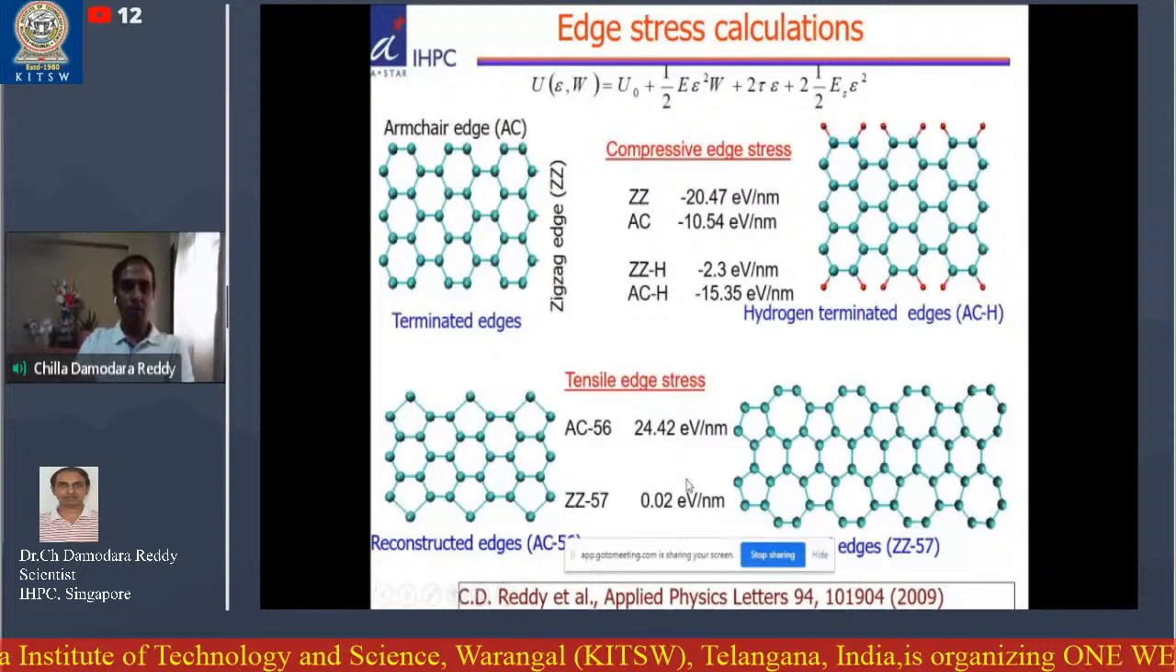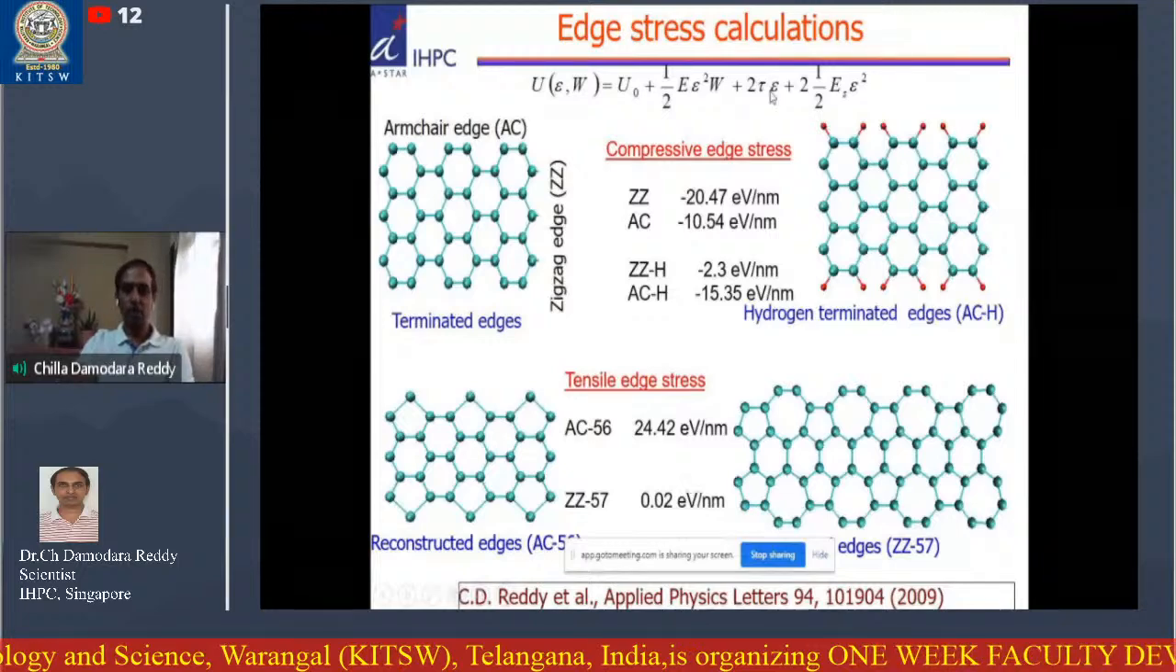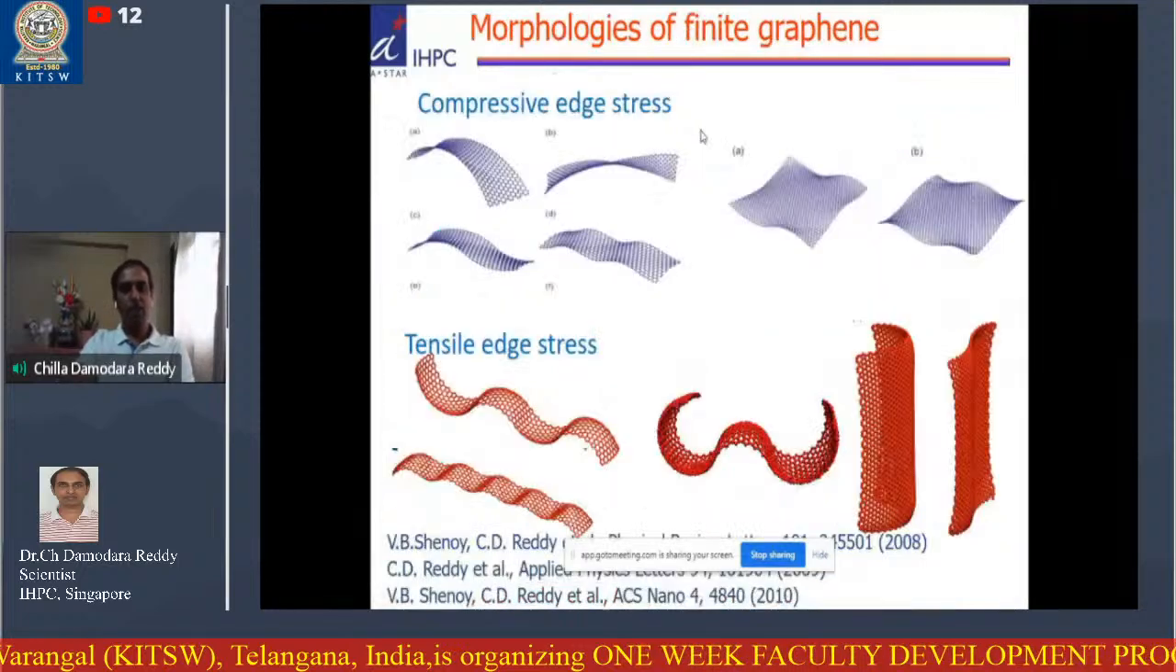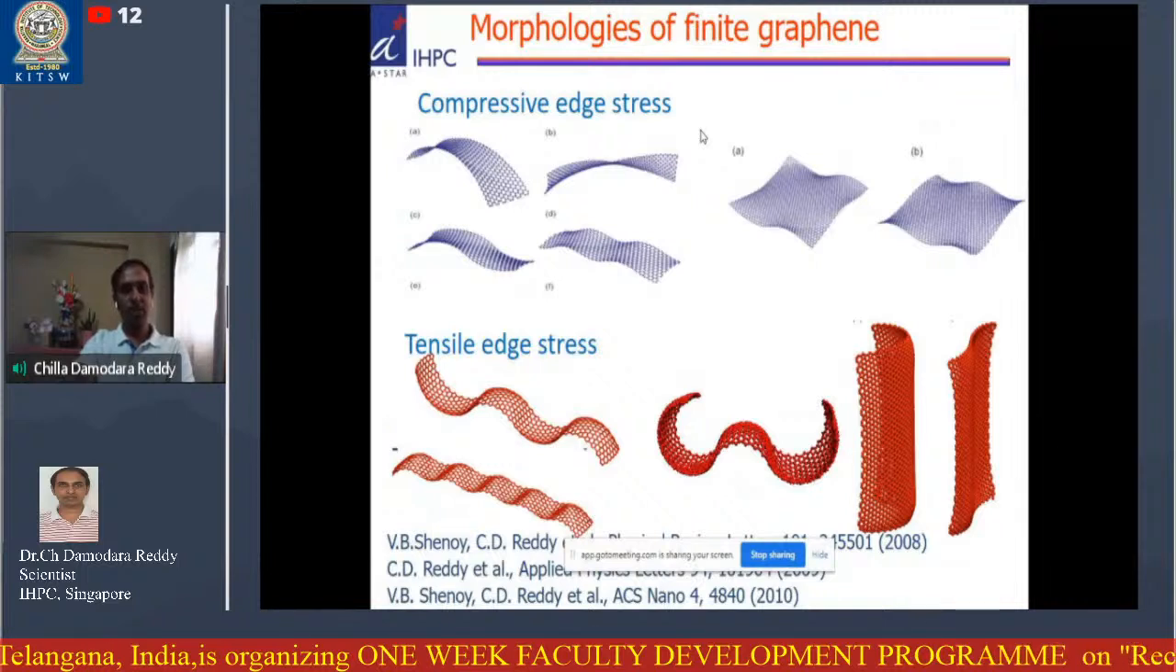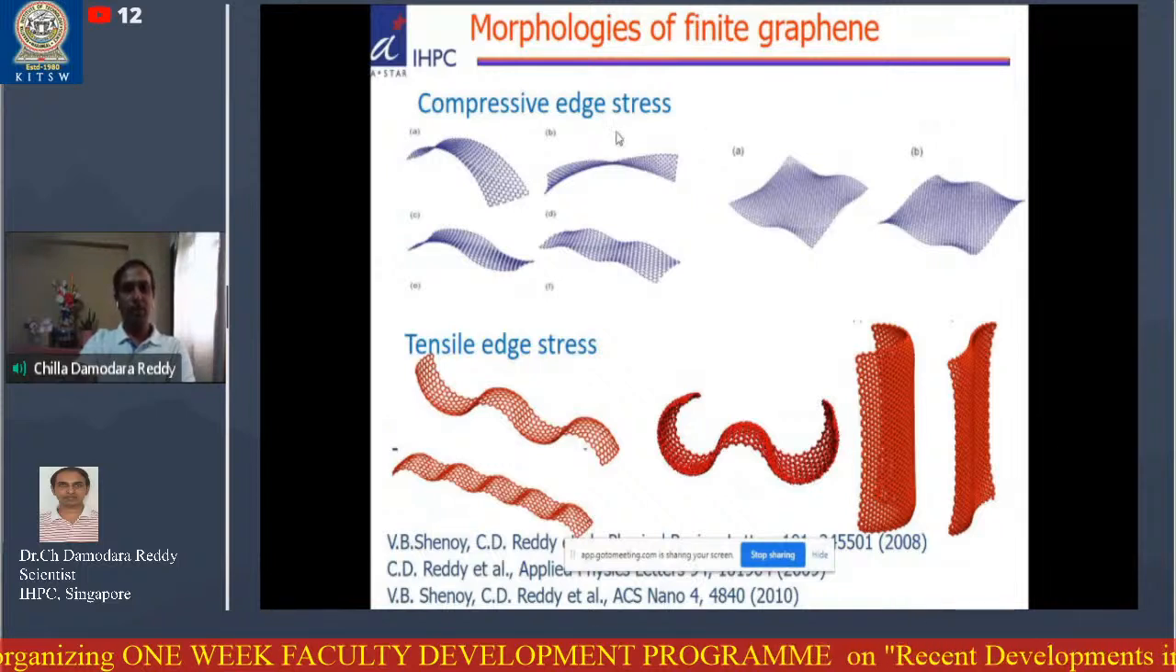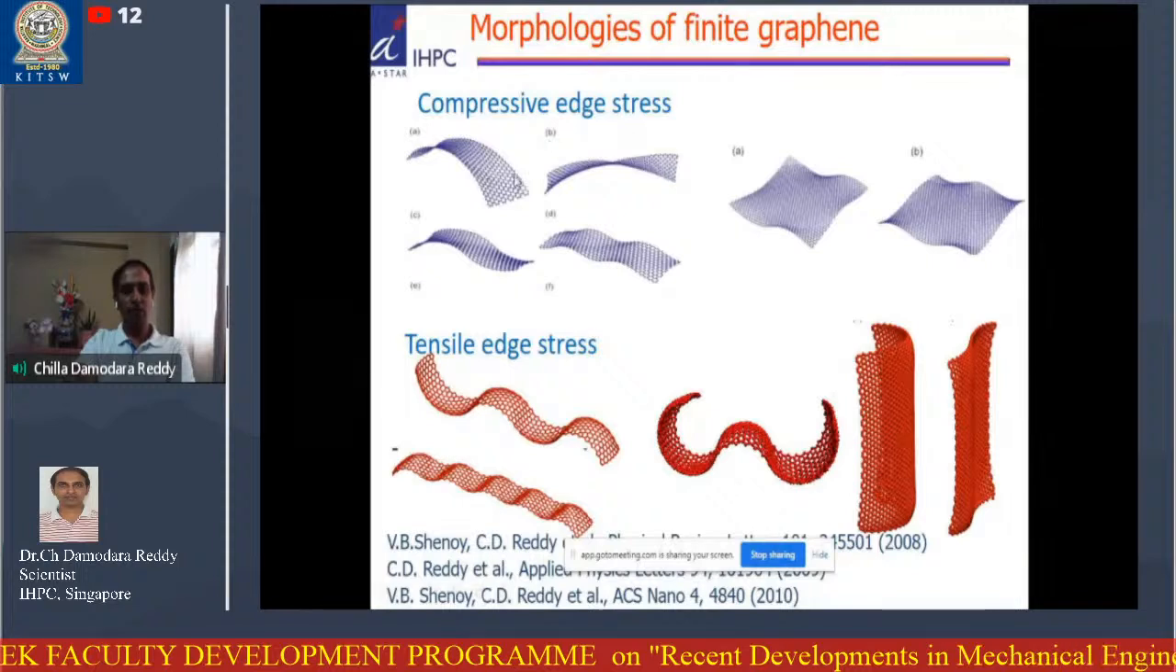So why are these important in nanosheets? Like if you see this compressive edge, you can find this kind of structure is no longer flat.